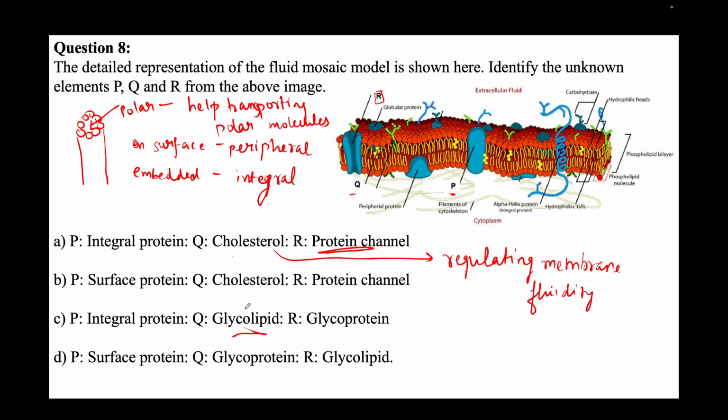Glycolipid, I already gave you an example of glycosphingolipid. So, any lipid to which a sugar molecule is attached is a glycolipid. Any protein to which a sugar molecule is attached is called a glycoprotein. Okay. So, the concepts of peripheral protein, integral protein, surface protein, cholesterol, channel proteins should be clear. Fine. So, I will move ahead. The correct answer here is option A. P is integral protein, Q is cholesterol and R is the protein channel.